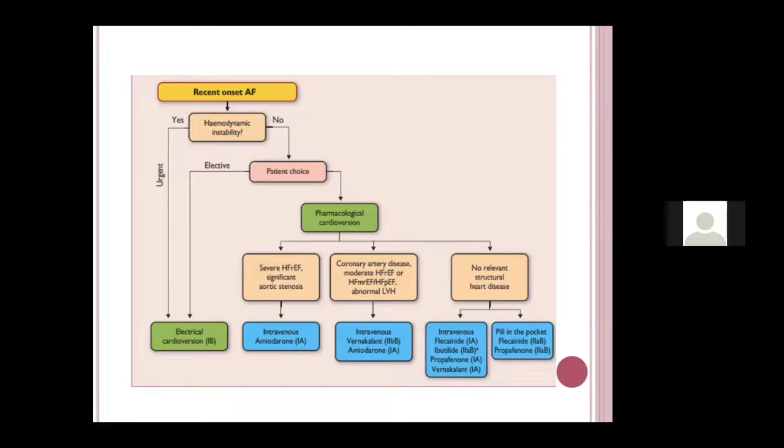Whereas a patient who does not have structural heart disease should not be given amiodarone, because amiodarone is a drug which has so many side effects. If you give amiodarone for long, it can cause bradycardia, sinus node dysfunction, and many other side effects.